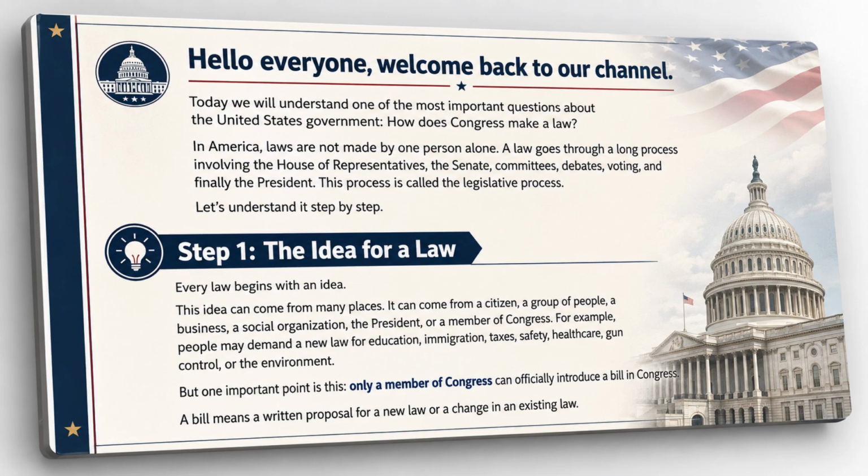Step 1. The idea for a law. Every law begins with an idea. This idea can come from many places. It can come from a citizen, a group of people, a business, a social organization, the president, or a member of Congress. For example, people may demand a new law for education, immigration, taxes, safety, healthcare, gun control, or the environment. But one important point is this: only a member of Congress can officially introduce a bill in Congress. A bill means a written proposal for a new law or a change in an existing law.